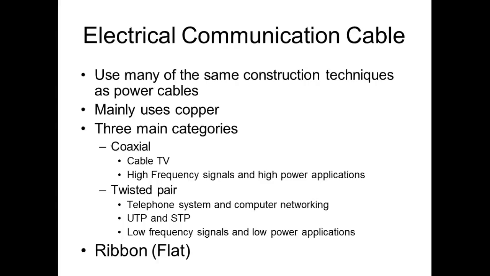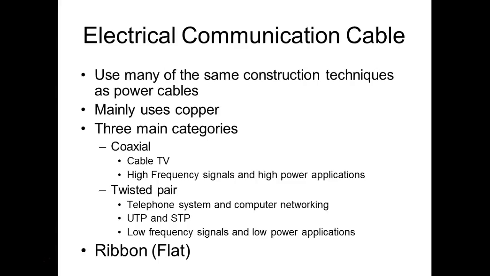Electrical communication cables mainly use copper, or some version of copper. A lot of times they'll tin plate them. So if you get a metal conductor, we talked about that, it might have a silver coating on the outside. Those are usually tin plated. And what do they tin plate for? To keep it from oxidizing, right?